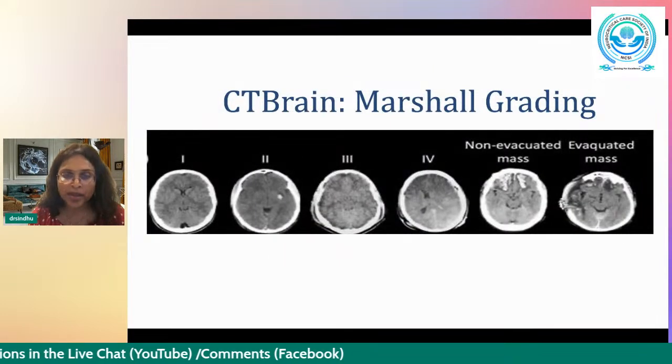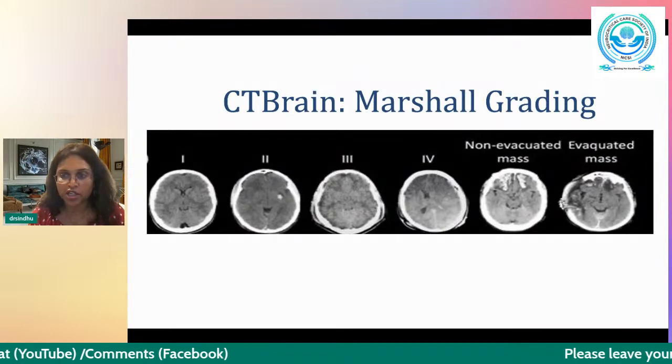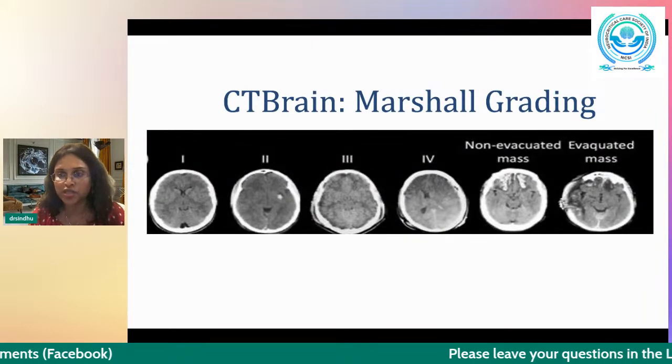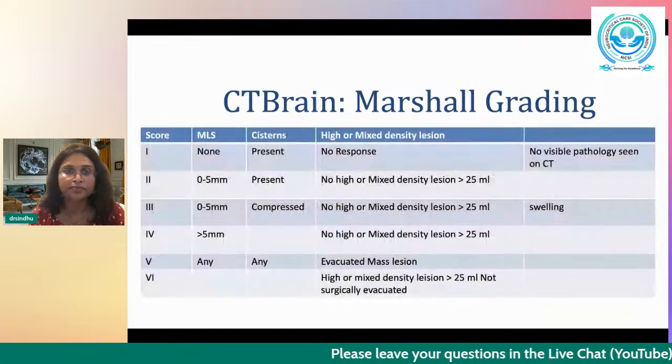To grade the traumatic brain injury, we usually use the Marshall grading. A patient who has undergone a surgery comes under grade 6.